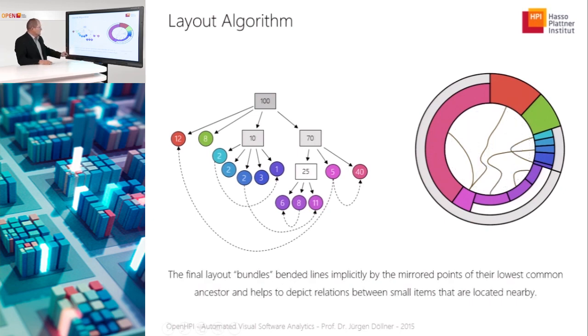Yeah, this is how the result looks. We can easily identify these relations drawn here. However, they are not directed. This could be added, for example, by an arrow symbol or by a color scheme. The final layout bundles banded lines implicitly by the mirrored points of their lowest common ancestor in the tree hierarchy, and helps this way to depict relations between small items that are located nearby.